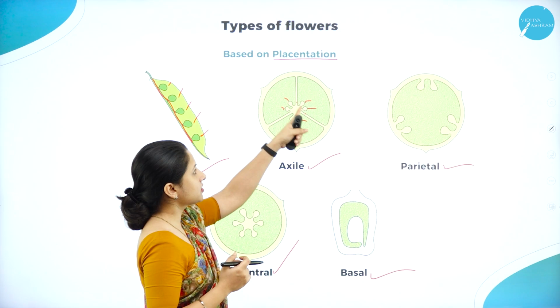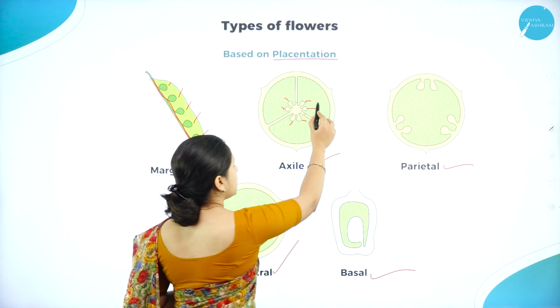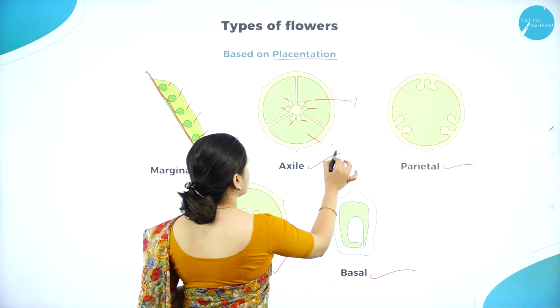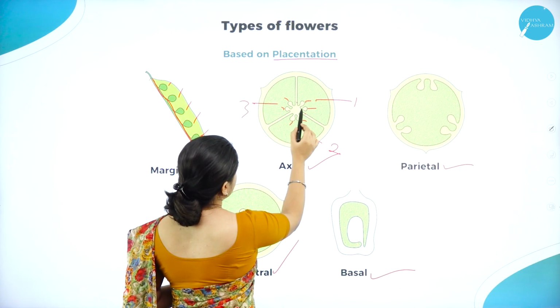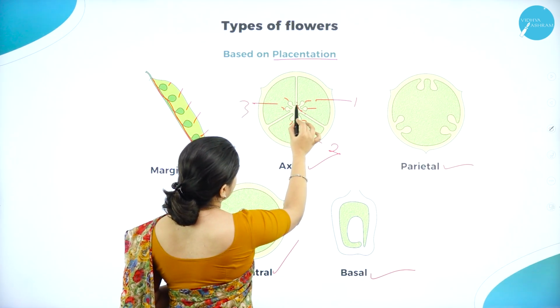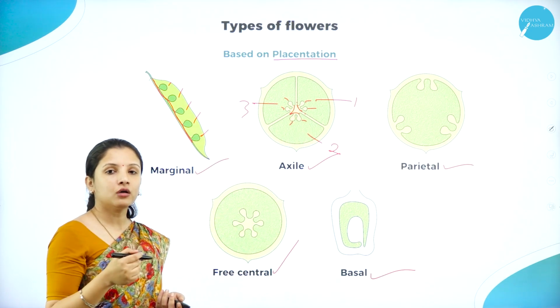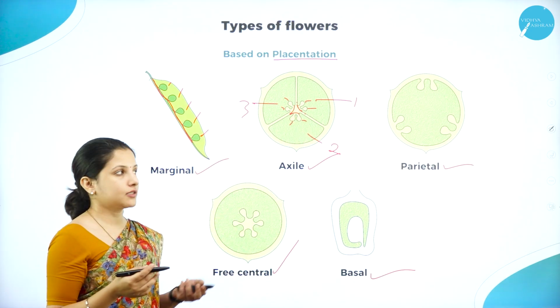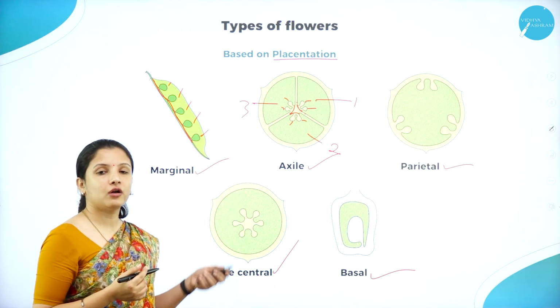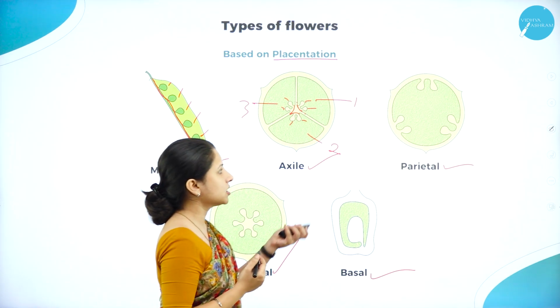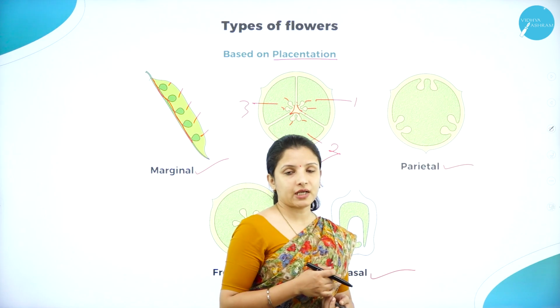But can you see here, this particular ovary is divided into 3 locules, 1, 2 and 3, and at the axis of each of the locule, the placenta is being situated or the ovules are being situated. So such type of placentation is called axial placentation. Next, moving on to parietal placentation.